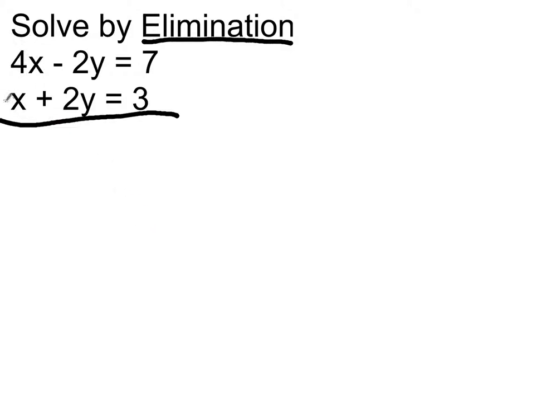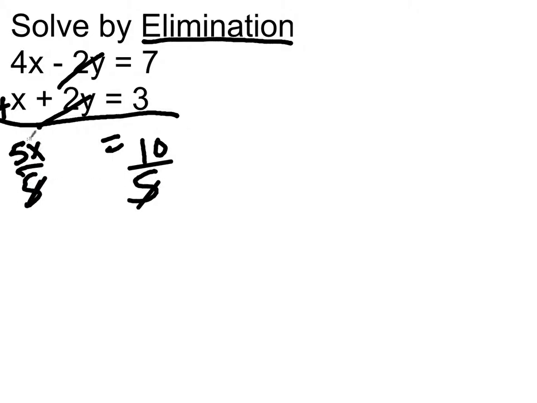So I'm just going to add these two equations. If I add 4x plus x, that gives me 5x. If I add negative 2y plus 2y, that cancels out and I don't have any y's. If I add 7 and 3, I get 10. If I divide both sides by 5, the 5's cancel out, and over here 10 over 5 is 2. So 2 is the x value, and then I plug 2 back into either of the equations.